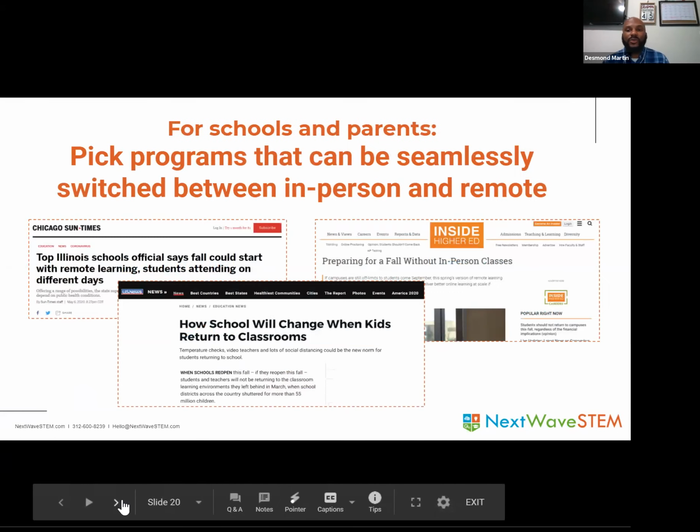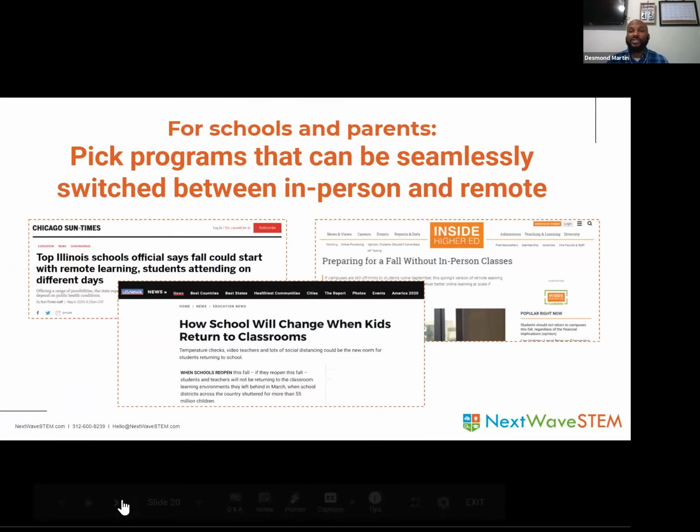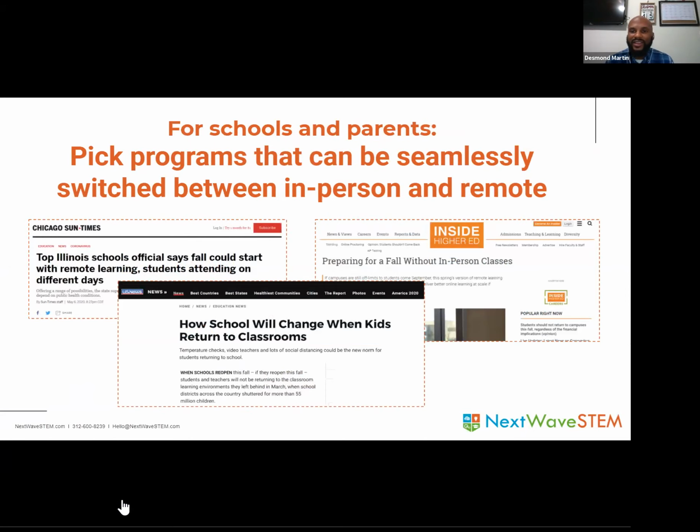But we also want to encourage you to purchase your own NextWave STEM curricula. This isn't something that we're keeping in-house just to do for ourselves. We want to make sure that you have what you need. And that means programs that are appropriate, that are rigorous, that meet NGSS, ISTE standards, Common Core Math state standards as well, and have the ability to be flipped from the remote to hybrid scenario.